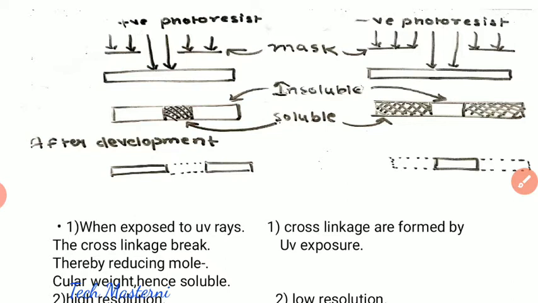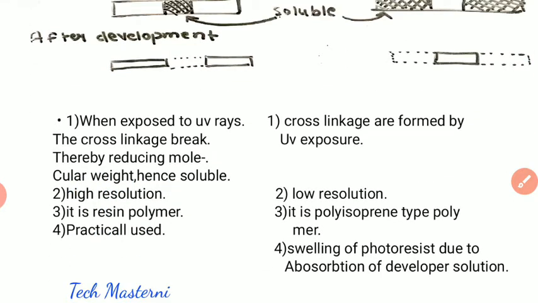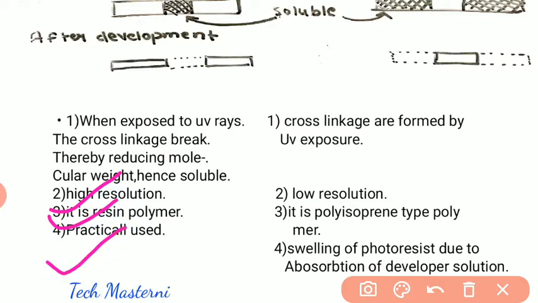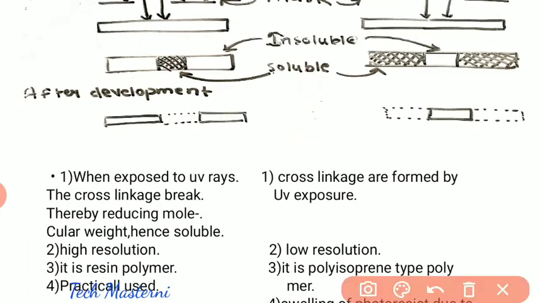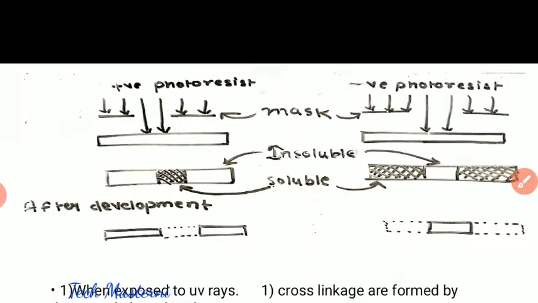Now let's see some more points about photoresist. They are high resolution and made up of resin polymer, and these are practically used. Let's see here, because if you want to open a window, there is an open window only in this particular area. This is why we call it high resolution. We will understand that the negative photoresist has a low resolution. Why does it have a low resolution? Okay, now let's see here.